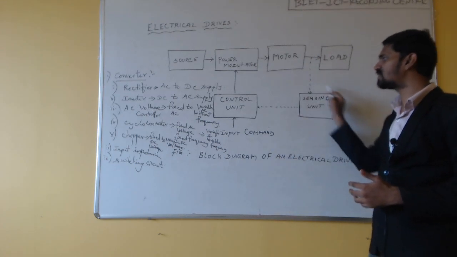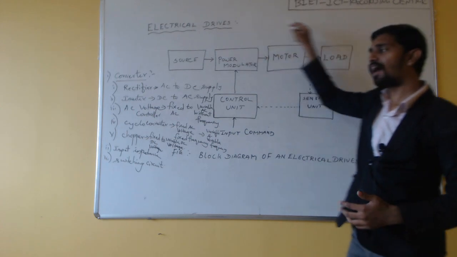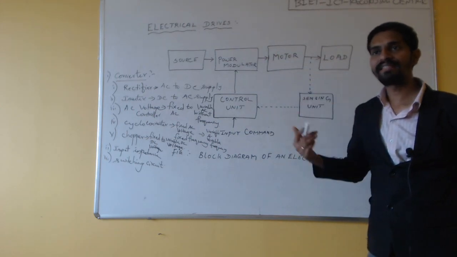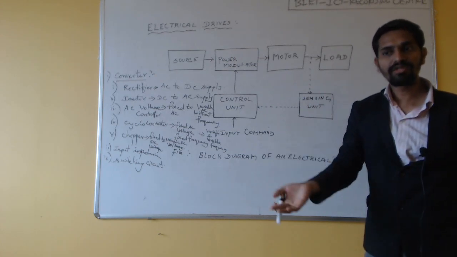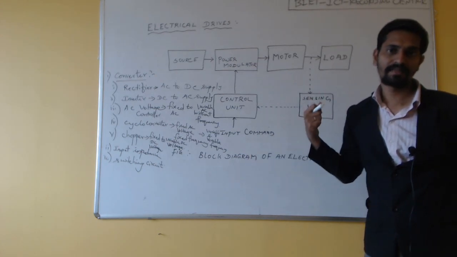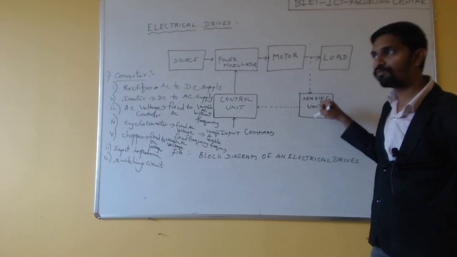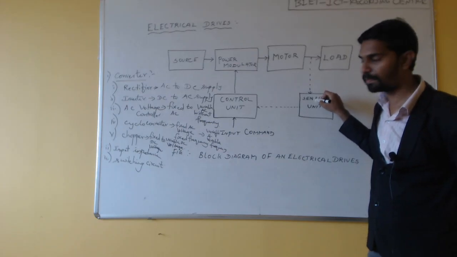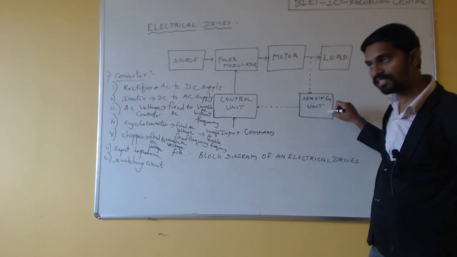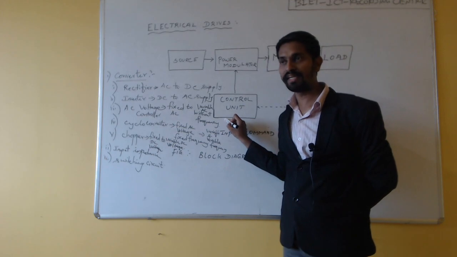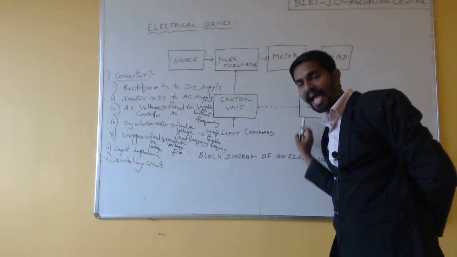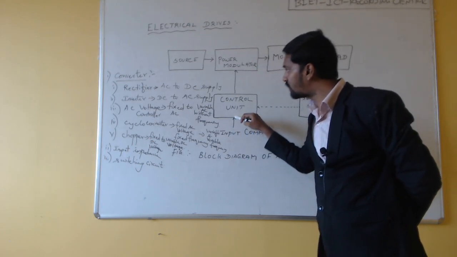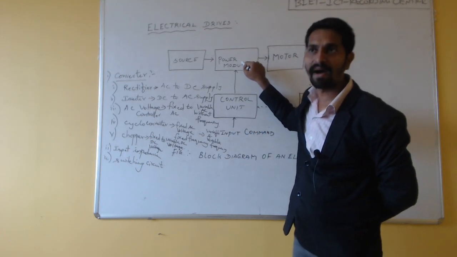Now, why are we using the sensor unit? Because this is a closed loop mechanism. By sensing parameters, for example speed, we can use a tachometer to sense the speed of the motor. If I want to control the speed of the motor, I can sense the actual speed, and that sensed speed is given to the control unit. It compares the actual speed with the reference speed, and based on that error signal, it gives the appropriate command to the power modulator.